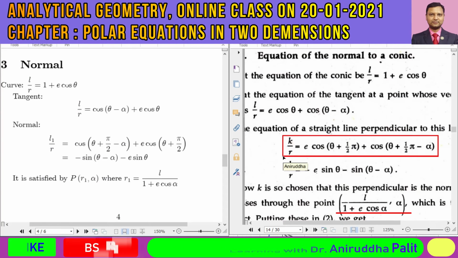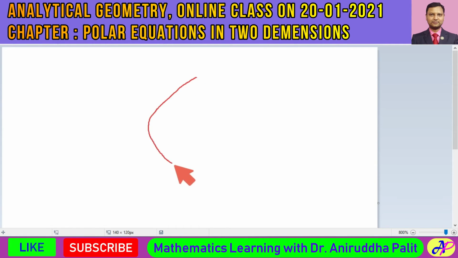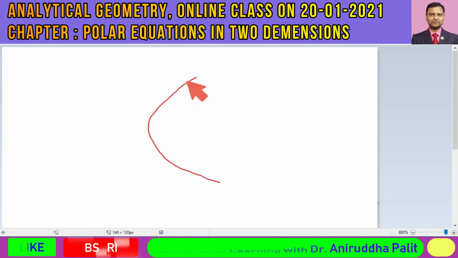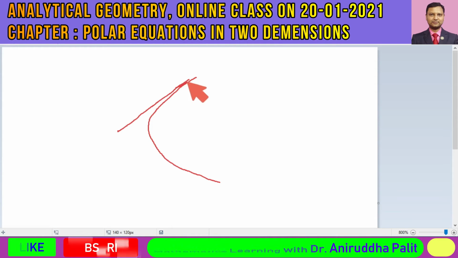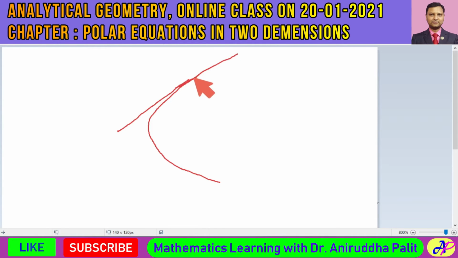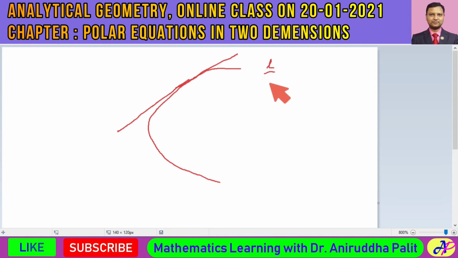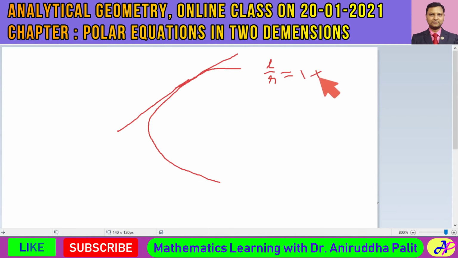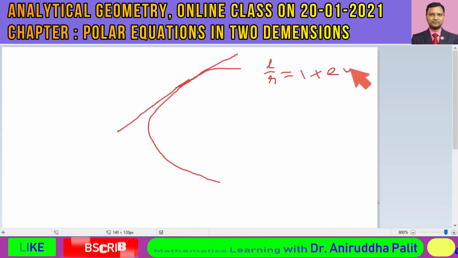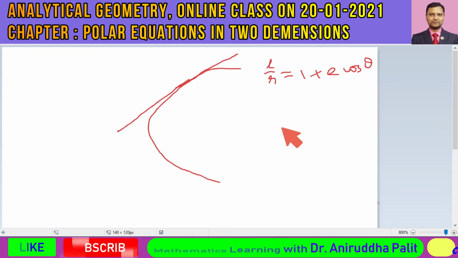Let us try to investigate the equation of normal. Suppose we have a curve like this, and somewhere at a certain point, let us draw the tangent line. Suppose this is the tangent line. This is the curve. The curve may have this kind of equation: L by R is equal to 1 plus e cos theta. We may have this kind of expression.